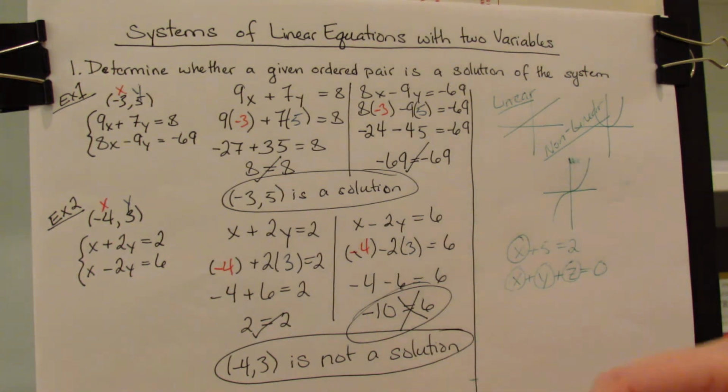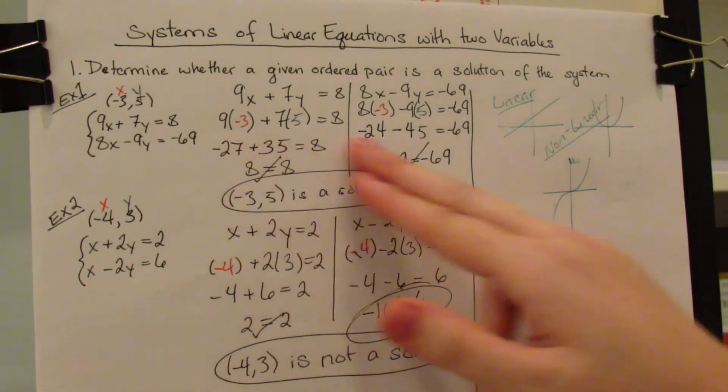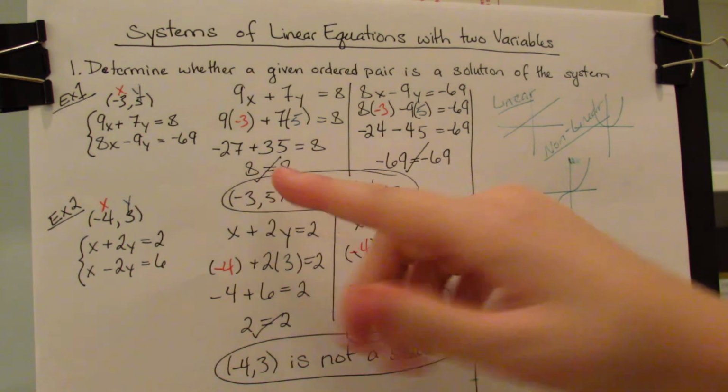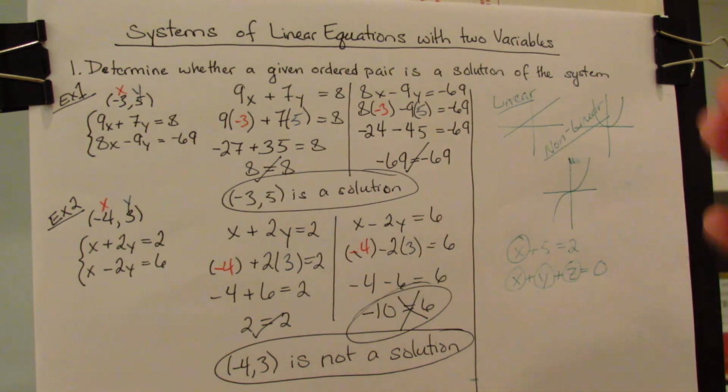Again, it doesn't matter if one's true. If anything in there is not true, it is not a solution. That would also apply if both of them were not true, it's not a solution. Only if both of them are true, like in example 1, where 8 equals 8, we know that's true, and -69 equals -69, that's also true. Therefore, it is a solution.